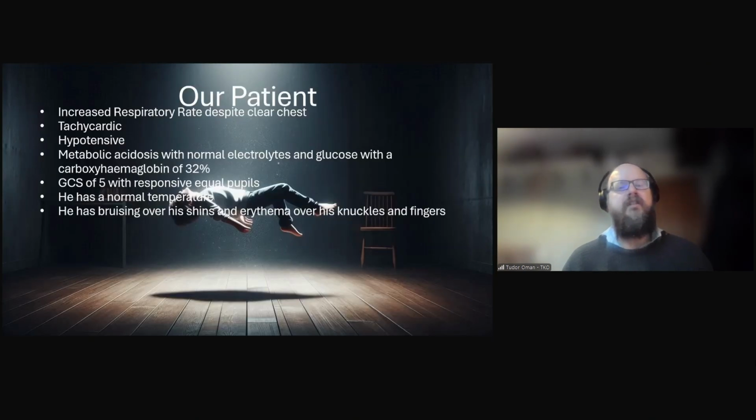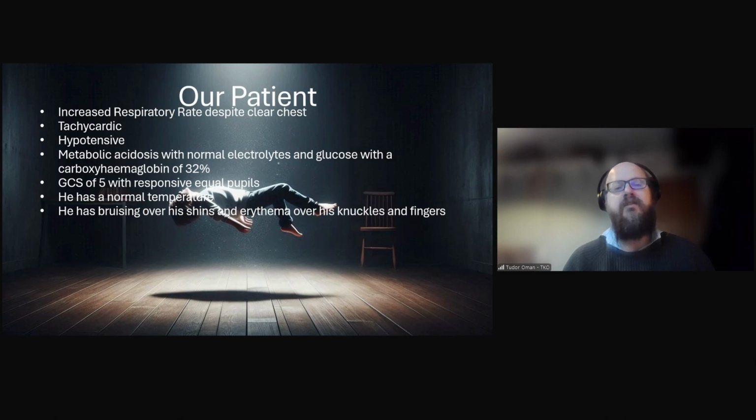Our patient has increased respiratory rate despite a clear chest. He is tachycardic, he's hypotensive, he has a metabolic acidosis with normal electrolytes and glucose, with a carboxyhemoglobin of 32. His GCS is 5 with reactive and equal pupils. He has a normal temperature. He has bruising over his shins and erythema over his knuckles and fingers.